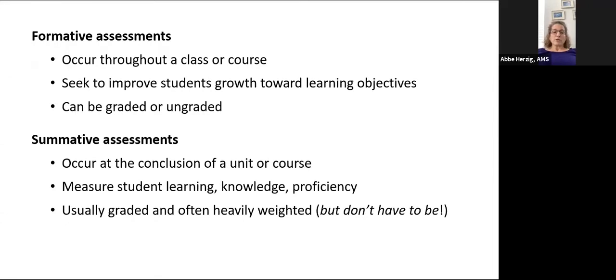Summative assessments are those things that we assign at either the conclusion of a course or often a conclusion of a unit. They're things to measure what students learned. So it's more of a measurement device, and they're usually graded, and often in mathematics they're heavily weighted, which doesn't need to be the case, but that seems to be our cultural assumption in mathematics.